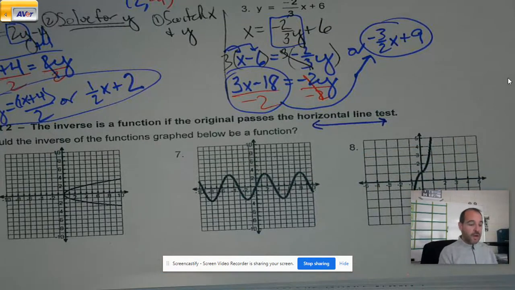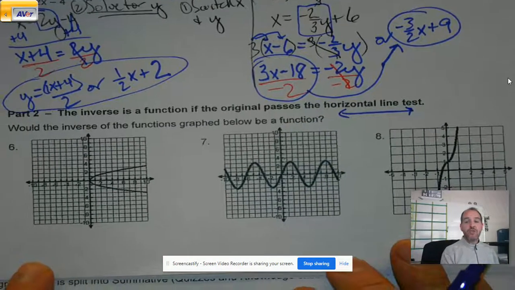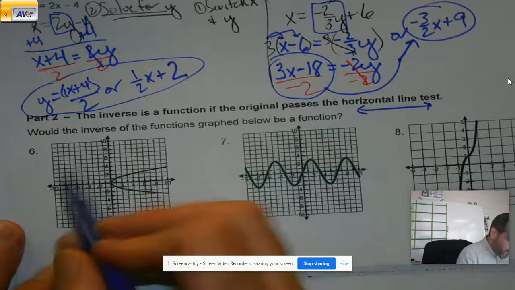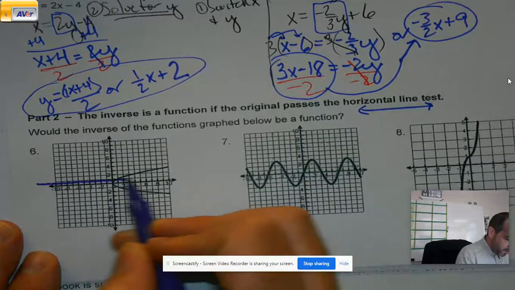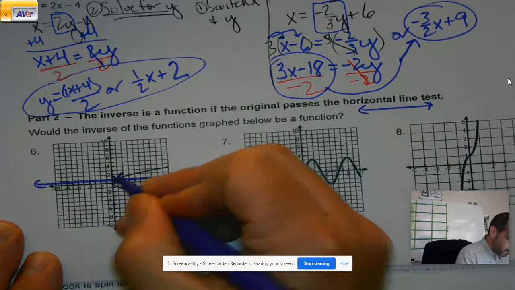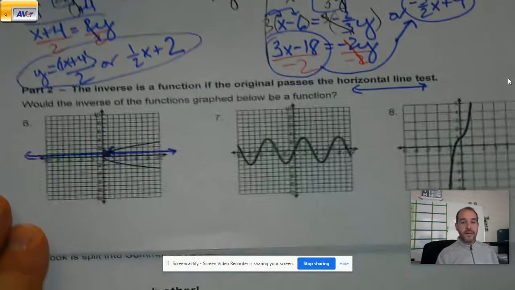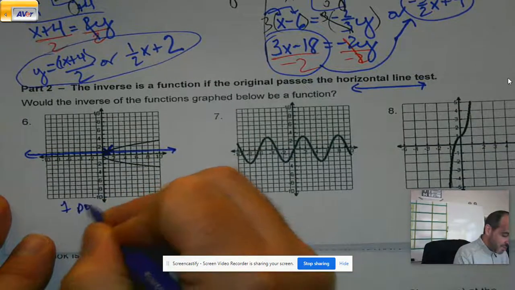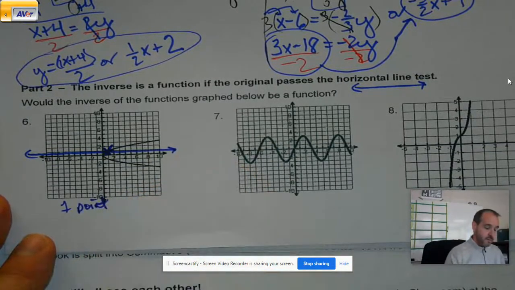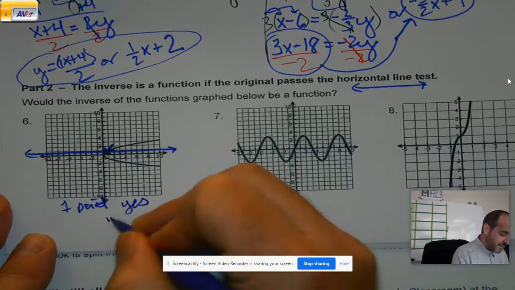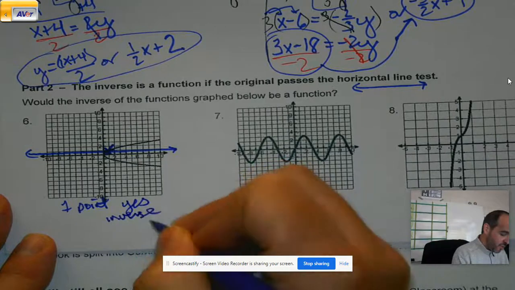Okay. So what we're going to do is we're going to take whatever graph is here, and we are going to draw a horizontal line somewhere through the middle of it. Okay, it doesn't have to be perfectly in the middle, but here's what we're testing. How many points does my line go through? If it only passes through 1 point, okay, then yes, the inverse would be a function.